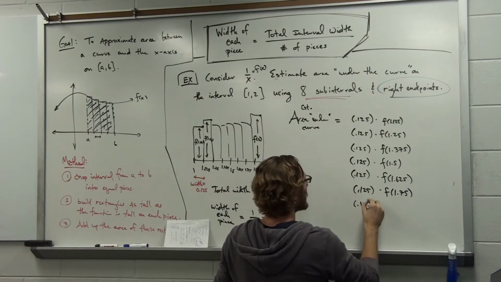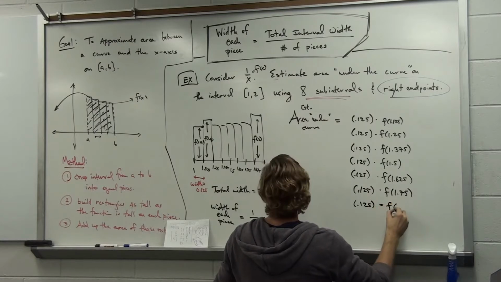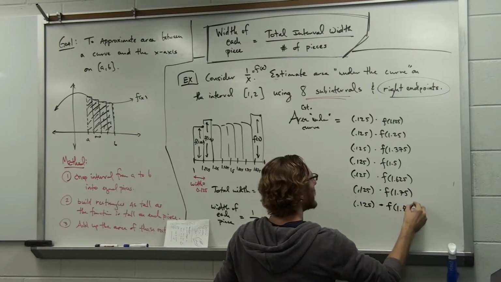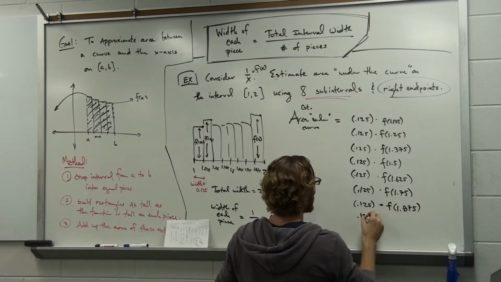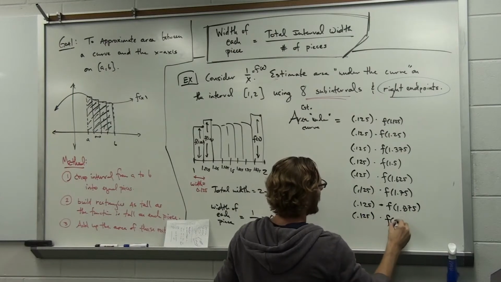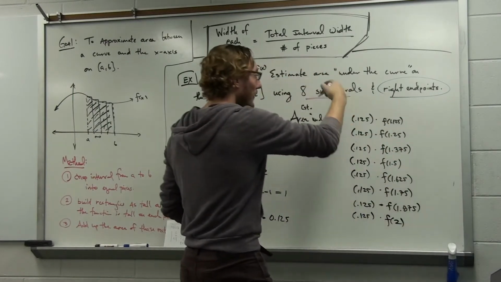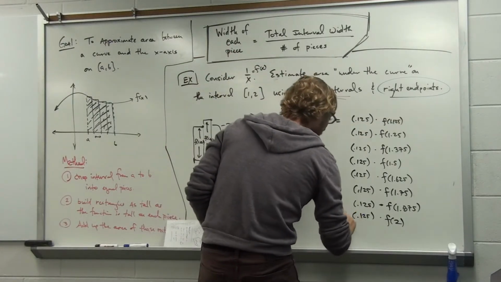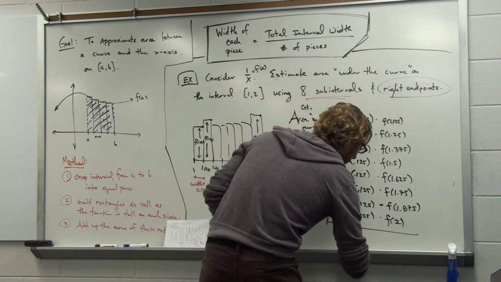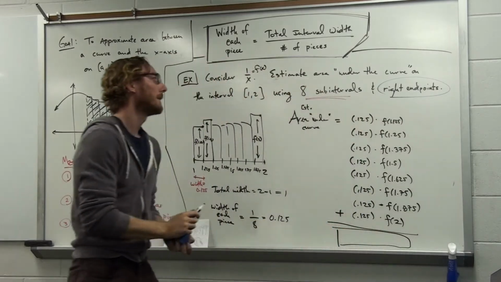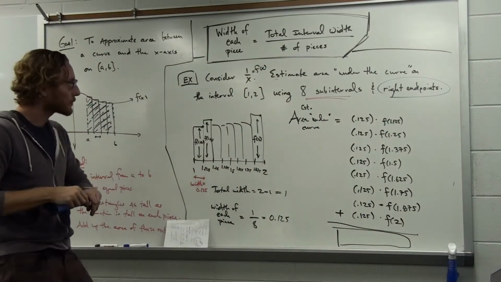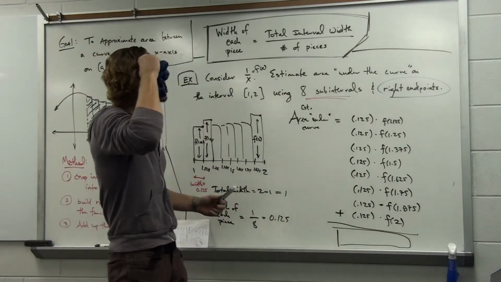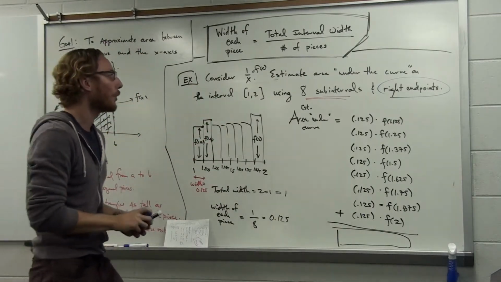And then 0.125 times f of 1.875. And then 0.125 times f of 2. And now, each of these is a number. Each of these we're going to add together, and that is going to give us the total area. Now, to do each of these numbers, we're going to have to do a computation. So we're going to have to compute 1 over x.